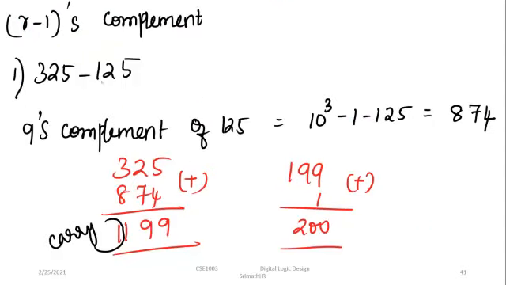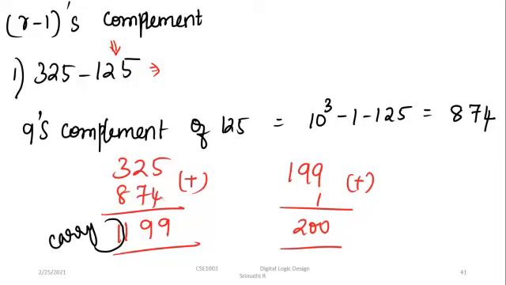Next is the r minus 1's complement. Let me take the same numbers, 325 minus 125. We should take the r minus 1's complement of this 125. This is a 3-digit number, so 10 power 3 minus 1 minus 125 is 874. So add 325 plus 874, and I will be having a carry.